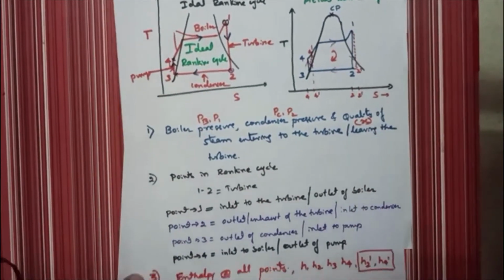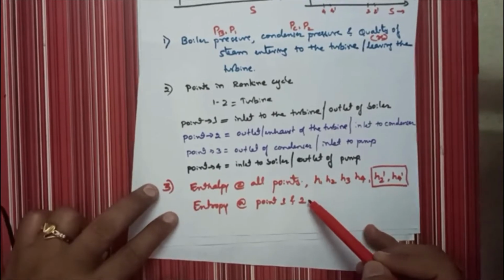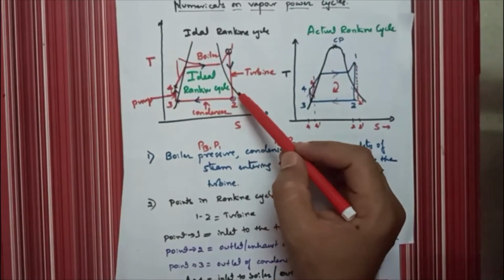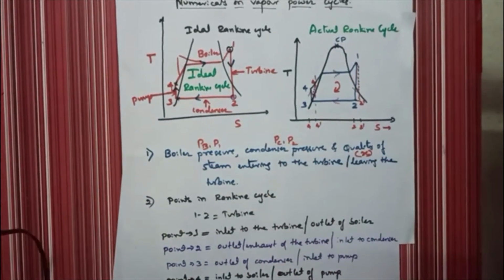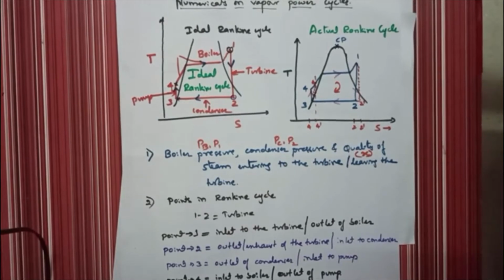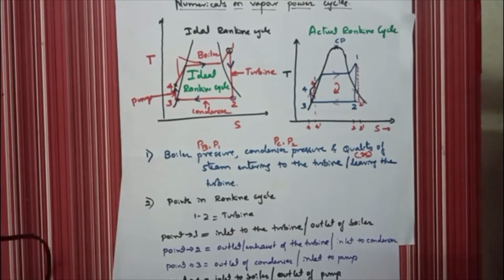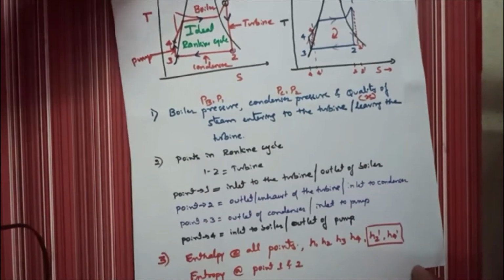Similarly, at point number 2, what does it mean? Enthalpy at outlet of the turbine, you have to calculate. So don't remember only the points 1, 2, 3, 4. You remember the component. Okay, in the numericals he may give A, B, C, D, not 1, 2, 3, 4. So this is point number 3. The next point number 4.